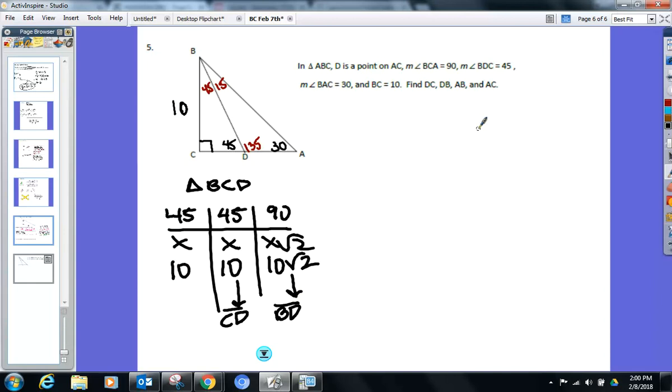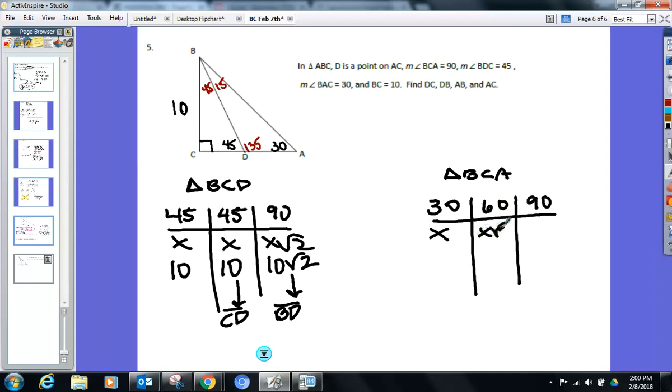AB is a part of what? BCA, which is a part of a 30, 60, 90. Only use sides from BCA. What full side do you already know in that triangle? BCA, what full side do you already know?